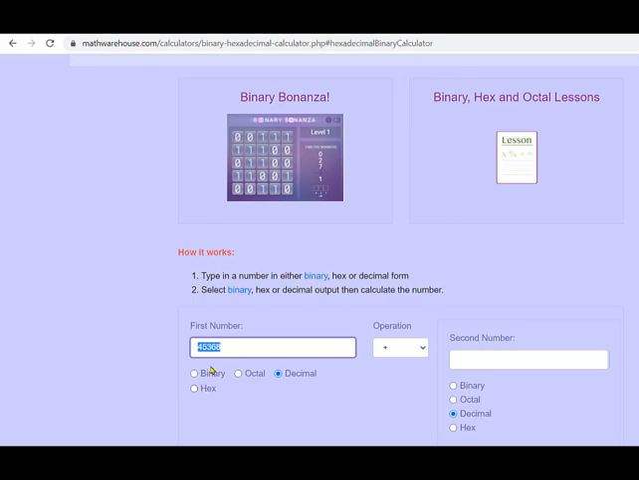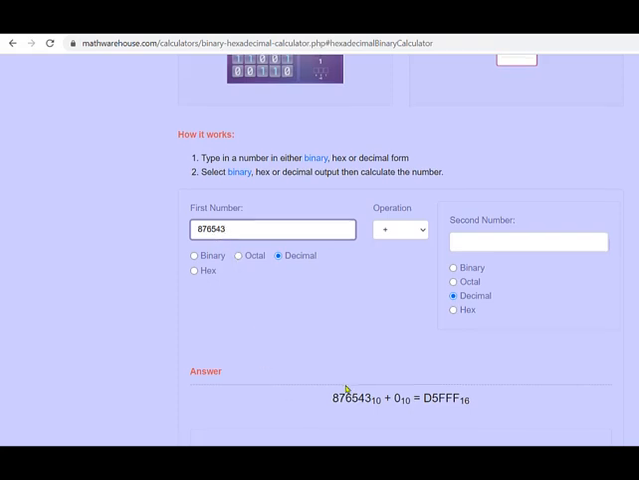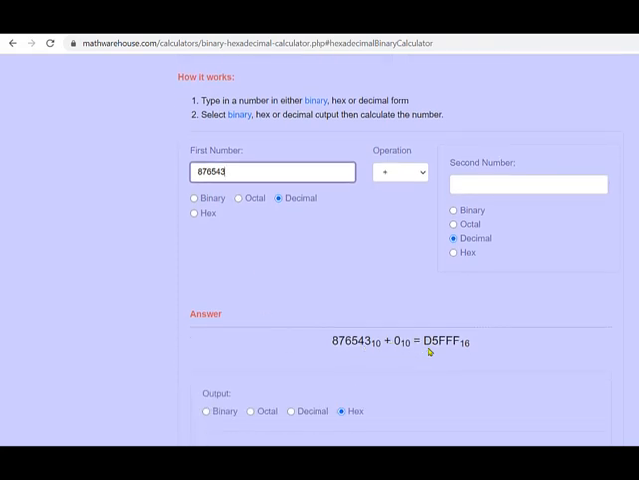For example, we say a decimal value of 876,543. Alright, this is in decimal. So the operation, just leave it blank first. Second number also leave it blank first. And then the value for 876,543 base 10 is equivalent to D delta 5 Foxtrot, F base of 16 if you select hex.